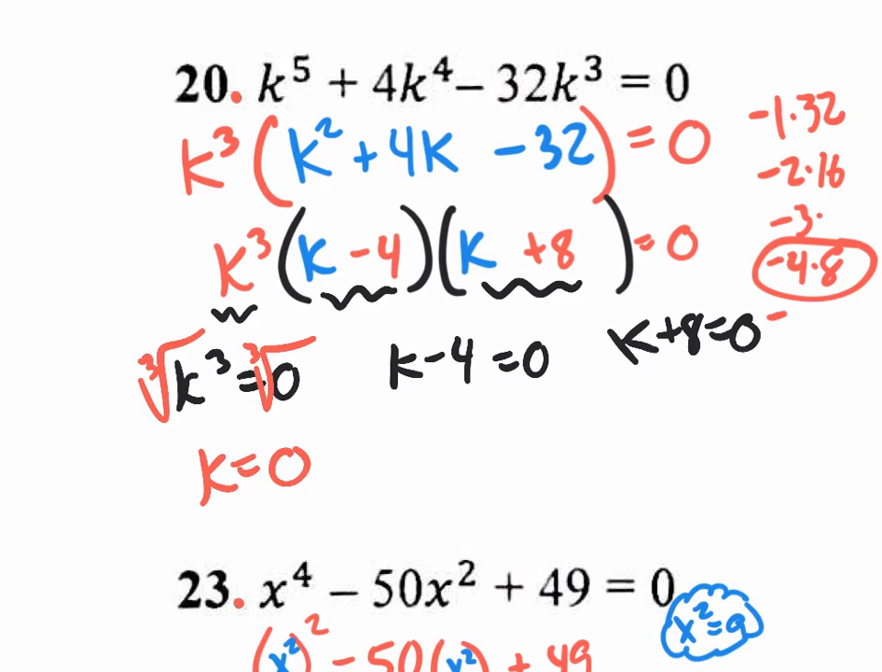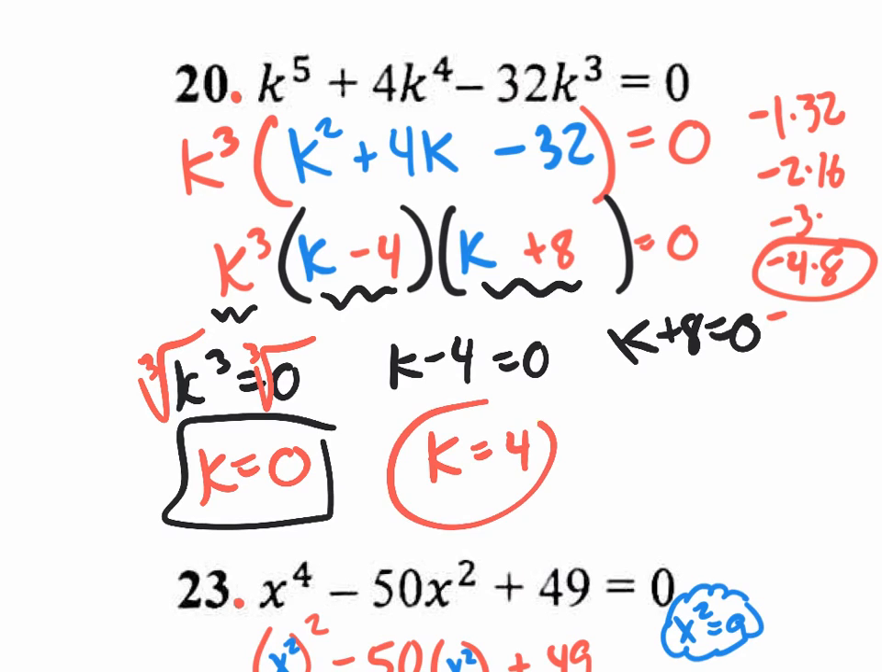As a matter of fact, that third root is technically going to represent 3 zeros, even though it's only one answer. In the future, we're going to say that this 0 has a multiplicity of 3. I'm just throwing it out there right now. What axis is that? Let's get the rest of the answers, and then we'll talk about what it actually looks like on the graph. K equals 4, and k equals negative 8.